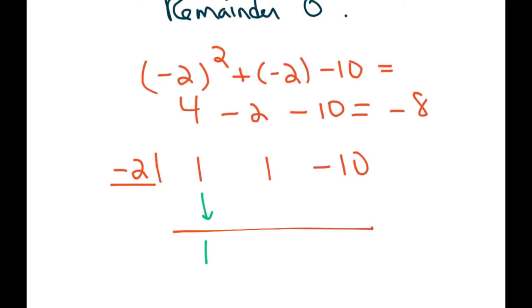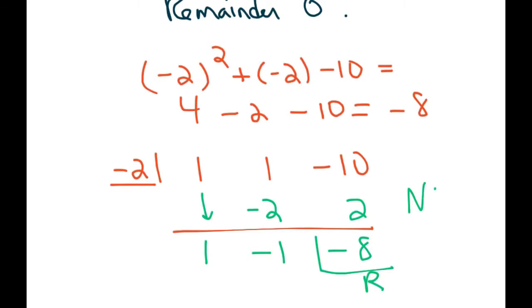Drop the 1. Multiply, you get negative 2 here. Add going down, multiply, add going down. The last number is always the remainder. In either case, negative 2 is not a root, because the remainder is not 0.